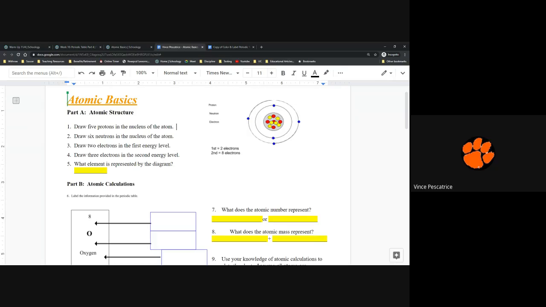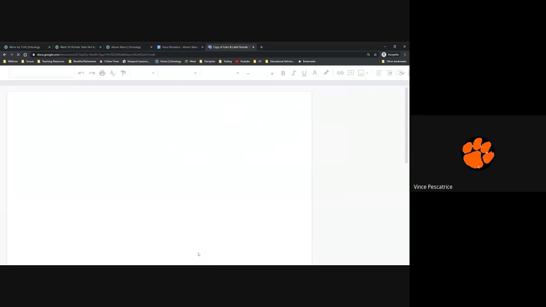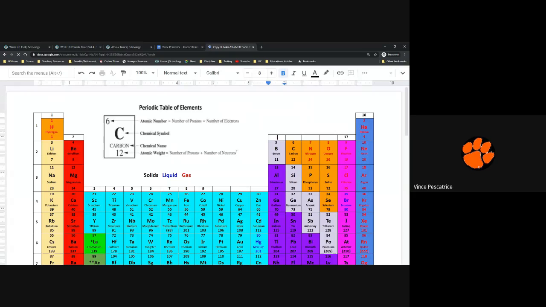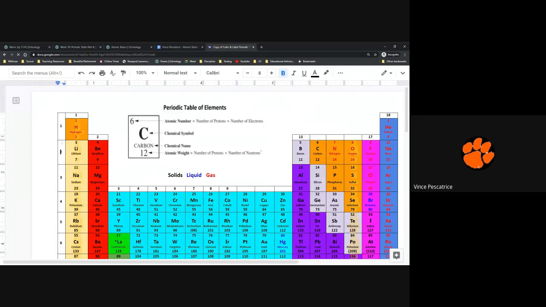Now, it says what element is represented here. If you look at your periodic table, you want to notice a couple things here: there are 2 rings and 3 valence electrons. So if I remember, the rows represent the rings, and then the columns or families represent the number of valence electrons, excluding the transition metals in the middle.